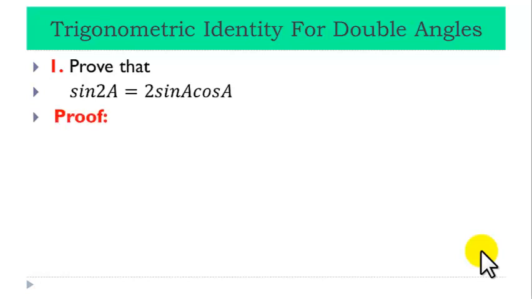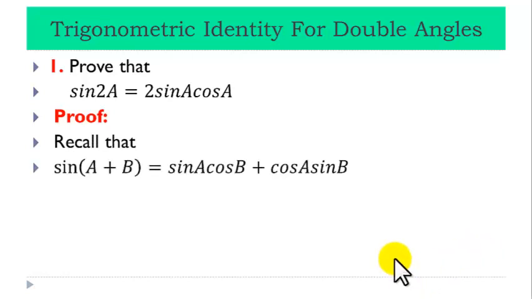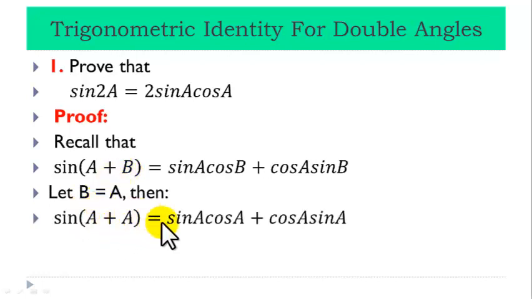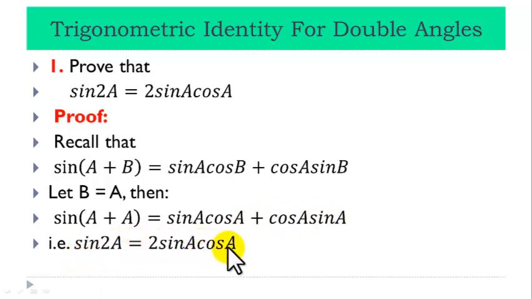Proof. We recall that sin(a + b) is equal to sin a cos b plus cos a sin b. Let us put b equals to a, then sin(a + a) is equal to sin a cos a plus cos a sin a. That is, sin 2a is equal to 2 sin a cos a. Since these two terms are like terms, we can add them.